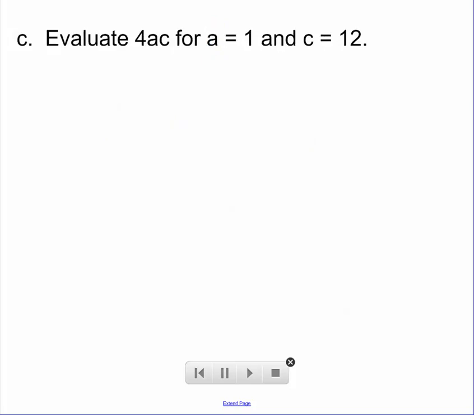All right, so in example C, let's take that expression 4AC and let's evaluate it for the values A equals 1 and C equals 12. We'll start off by substituting 1 for A and 12 for C, and then we'll just multiply. Four times 1 times 12 is 48. Well, by the identity property of multiplication, 4 times 1 is 4, and then we can do 4 times 12.